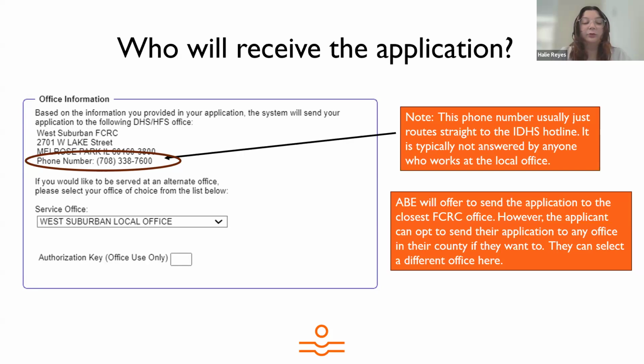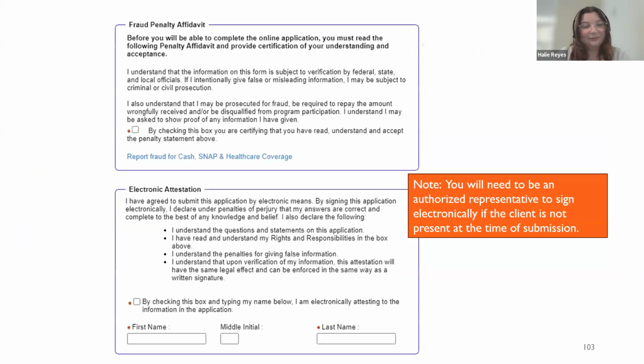If you would like to have the application sent to a different office, if you want it to one closer to you, the caseworker, or if you have some sort of issue with that office, you can send it somewhere else as well. Okay, and then you'll check off under the fraud penalty affidavit, and then for the electronic attestation, if you are the approved rep and the client is not present, you can check off and enter your name. If your client is present, you can enter theirs.